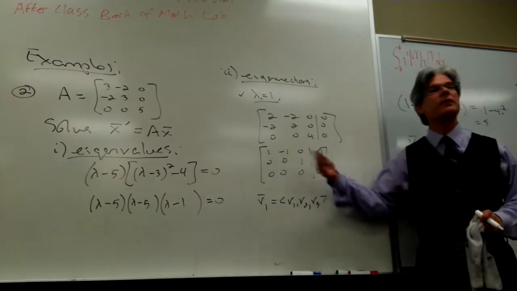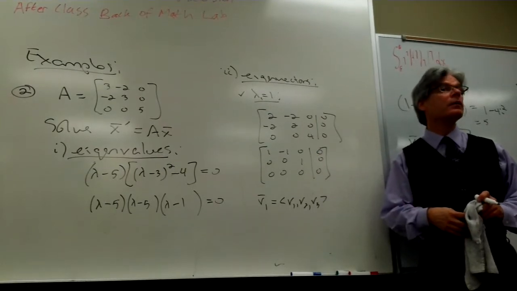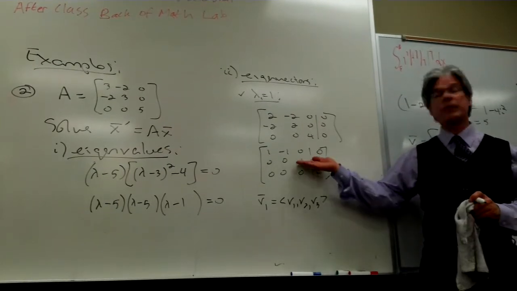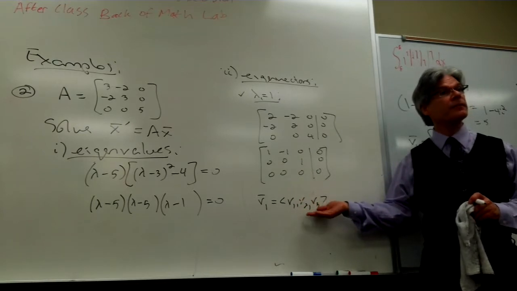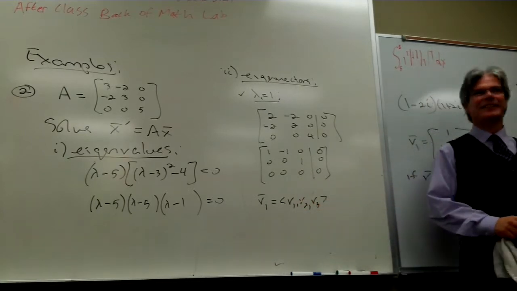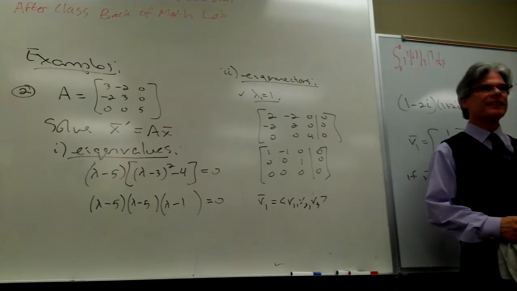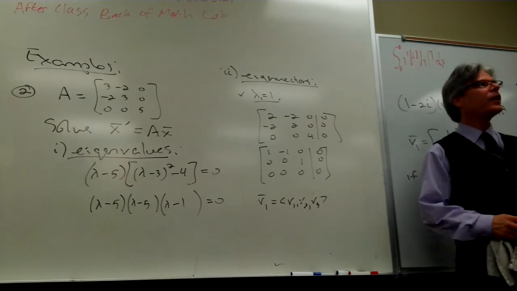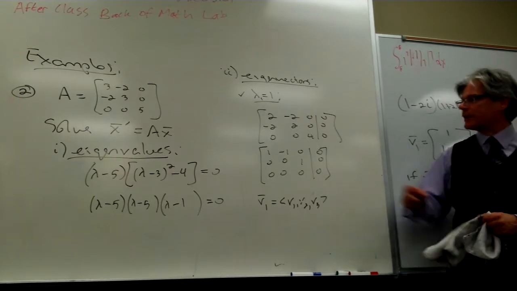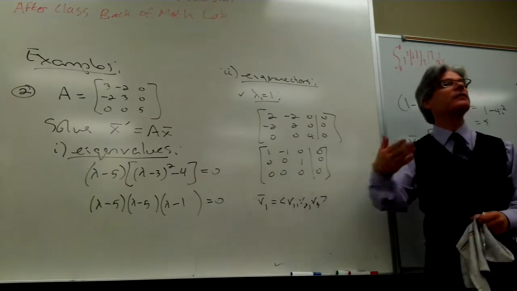How many free variables? How many free variables here? I don't know. C1 is C2. No, you'd have one. So you only have one free variable. Yes, you'd have one, because if I allow V2 to be T, V1 is going to be T.